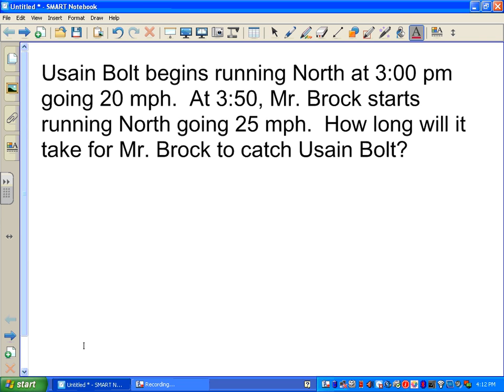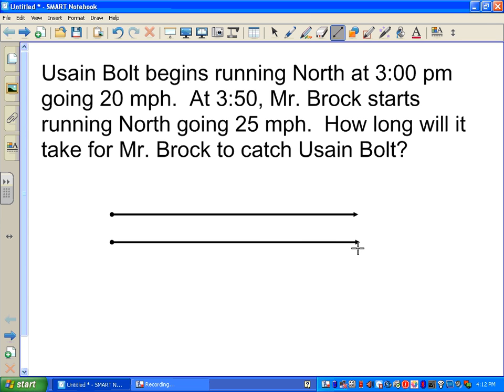First, let's visualize what's going on here. One person starts running in a given direction. They have a head start. They're obviously going slower. The faster person takes off at a later time and begins running the same direction. What you need to realize is when the second person catches the first person, they have both gone the exact same distance.